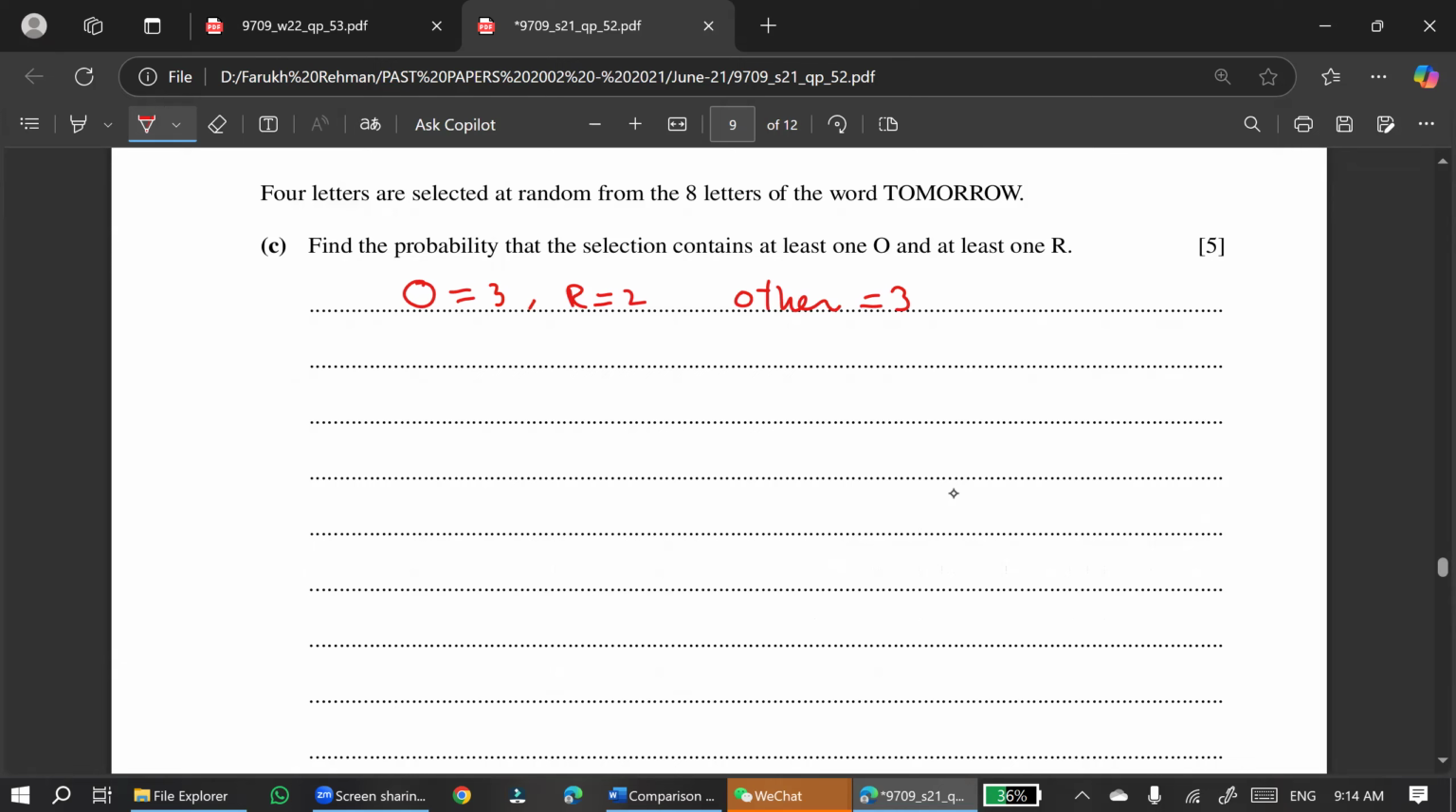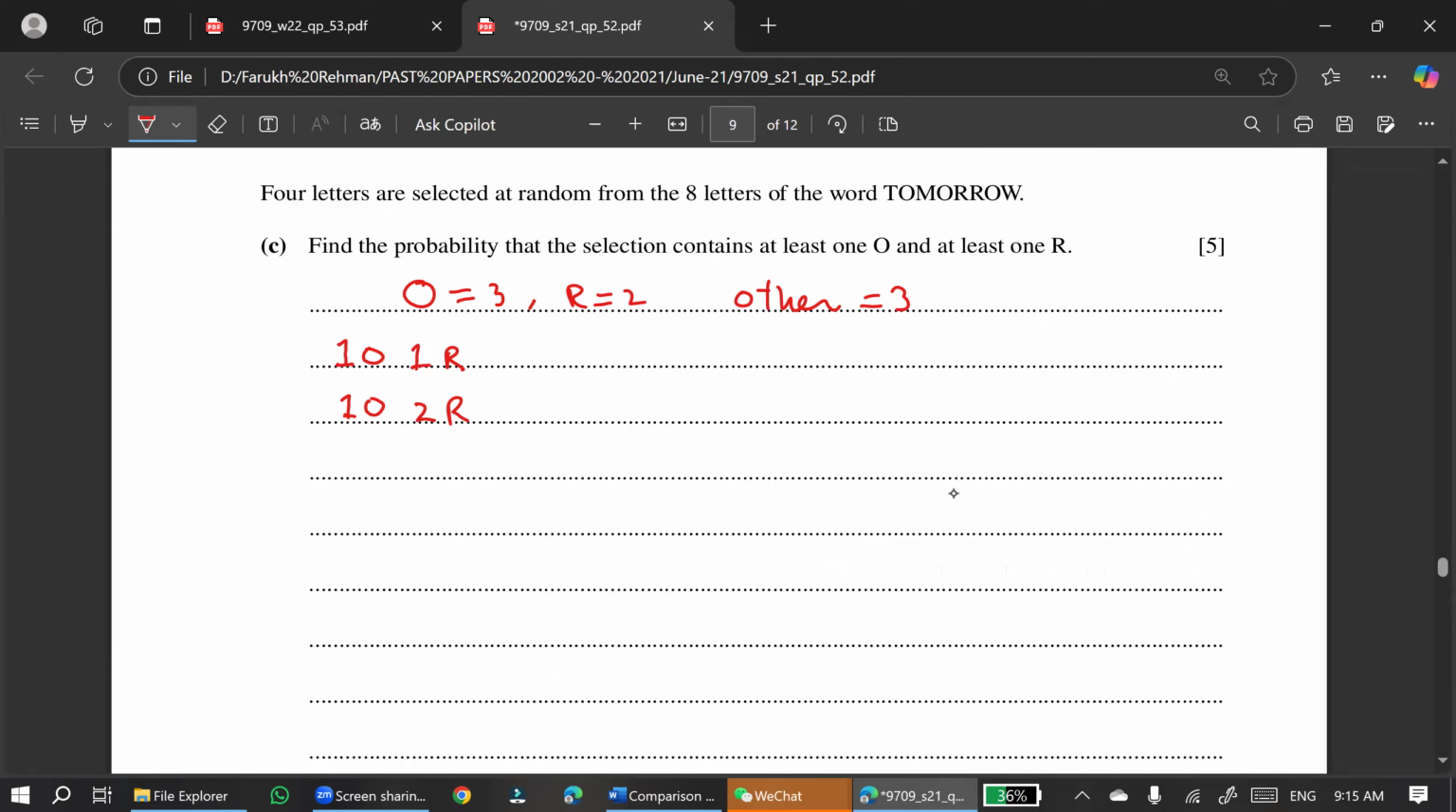So we will consider all the cases of O and R such that there should be at least one O and one R. The first case we will consider is one O and one R. The second case, we will fix the O's and we will repeat R's: one O, two R's. These are the two cases when there is one O.